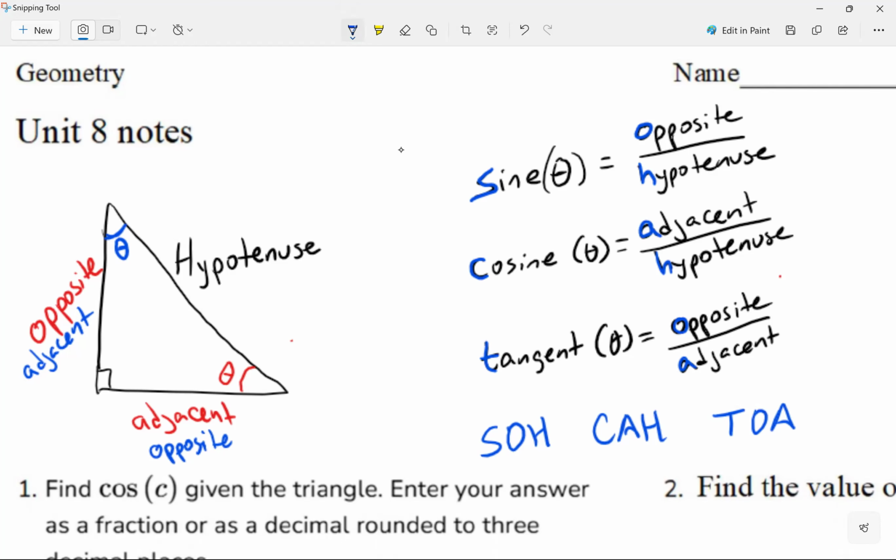Some people even write a little fraction like this to help them. Sine is opposite over hypotenuse. Cosine is adjacent over hypotenuse. Tangent is opposite over adjacent.